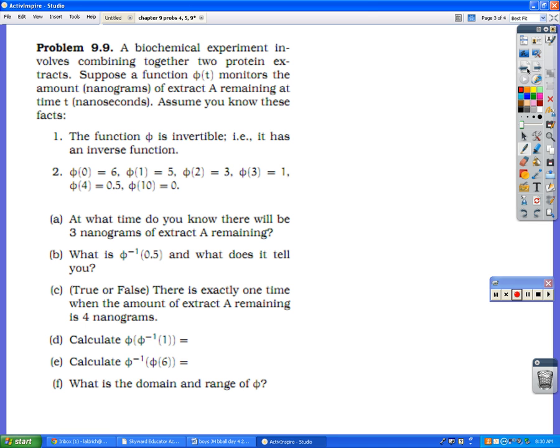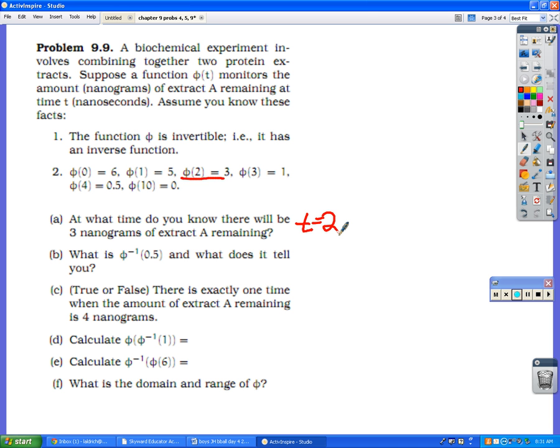First thing you know is the function phi is invertible. In other words, it has an inverse function. And then we have these different values. After 0 nanoseconds, there would be 6 nanograms left. After 1 nanosecond, there'd be 5, after 2, there'd be 3, and so forth, okay? All right, at what time do you know there will be 3 nanograms of the extract remaining? 2 nanograms? Yeah, it looks like right here, when t is 2, there's 3 left, okay? So that would be at t equals 2.